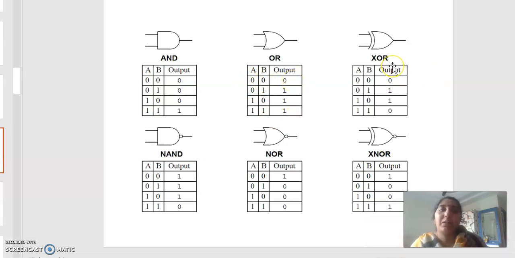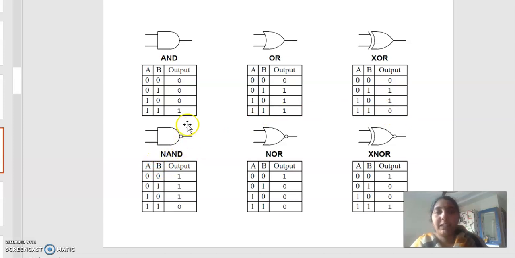Next, XOR gate. This is the symbol of the XOR gate. Again, it requires two inputs and one output, so it has four combinations in the truth table. In the XOR gate, if both the inputs are different, then only the output value is equal to 1. If both the inputs are the same, the output is equal to 0.